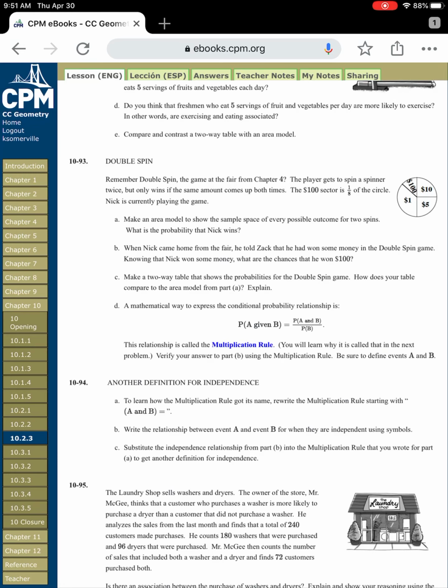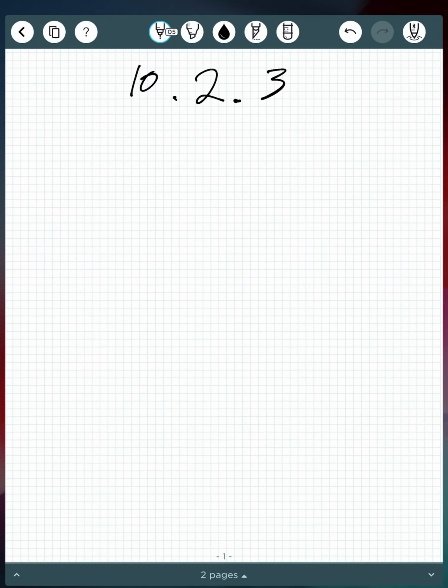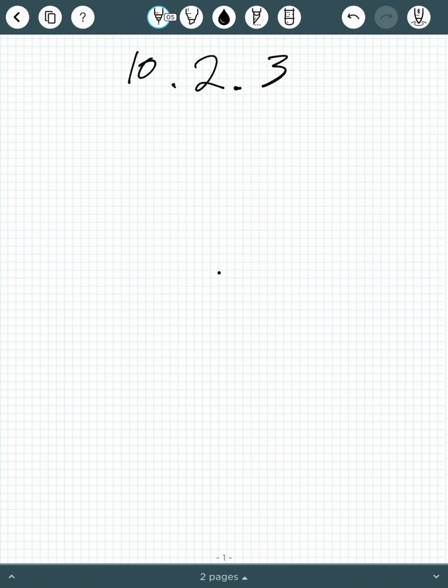they have us kind of figuring out, okay, how did the multiplication rule get its name? So rewrite it starting with A and B. So let's do this one. We'll actually write it out.